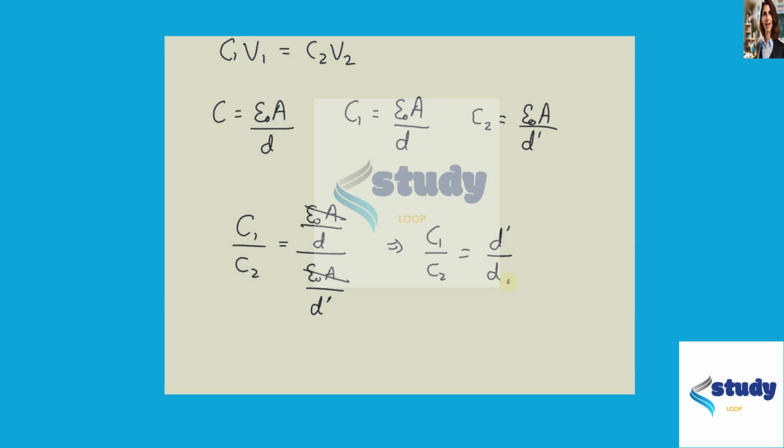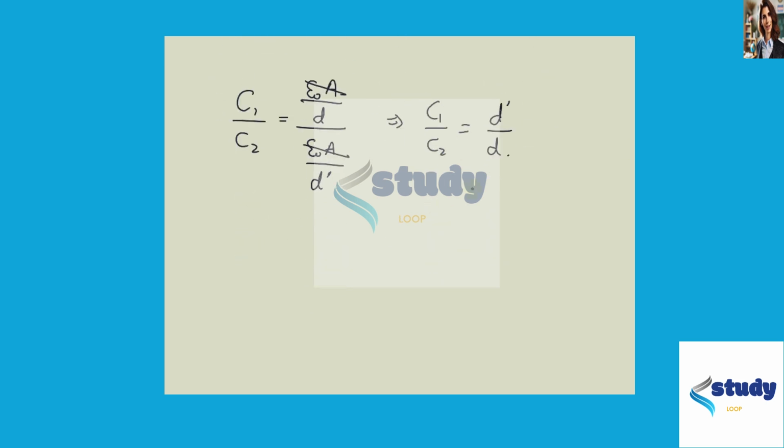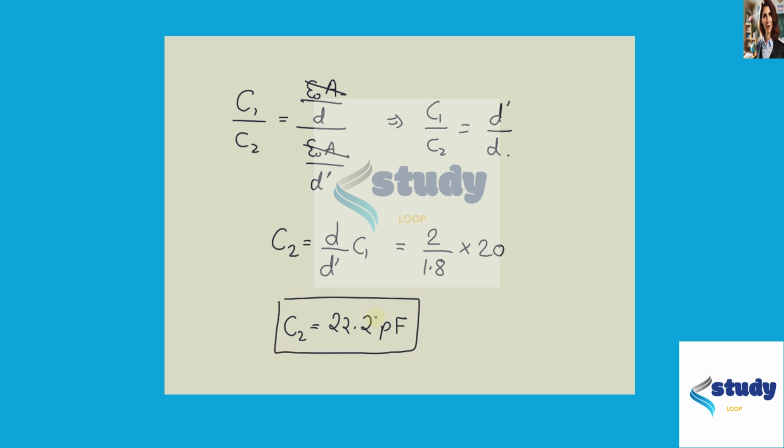So from here we need to calculate C2. C2 will be D by D prime times C1. If we plug in the values, D is 2 divided by D prime is 1.8 times C1 is 20. If we calculate, we will get 22.2 picofarads. So this is the value of C2. So we have calculated C2.